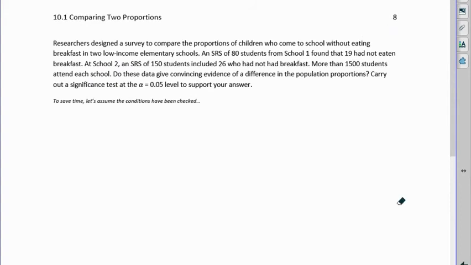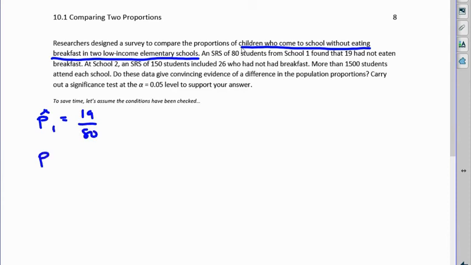So now just to try to do this with a calculator and to get comfortable with the calculator and how the calculator will know how to pool on a test, I just want to look at these two schools and the children who came to the schools without eating breakfast at two low-income elementary schools. From our sample statistics, there were 19 out of the 80 students at school 1, and the sample statistic at school 2 says 26 out of 150 did not eat breakfast that morning when they came to school.